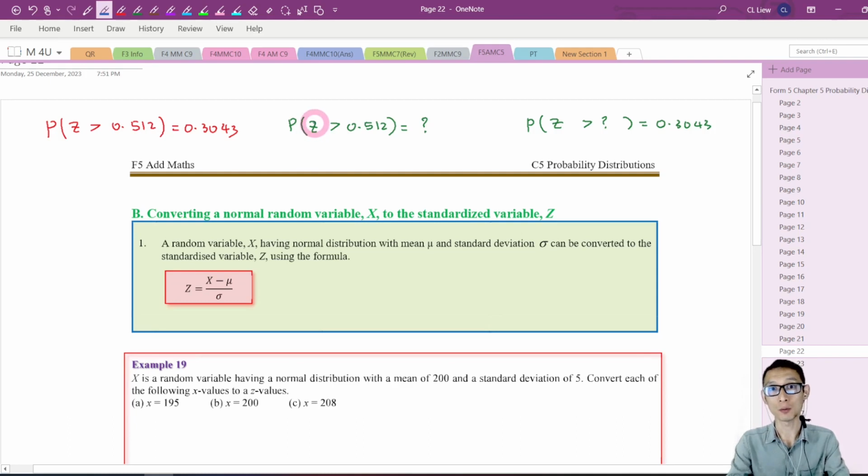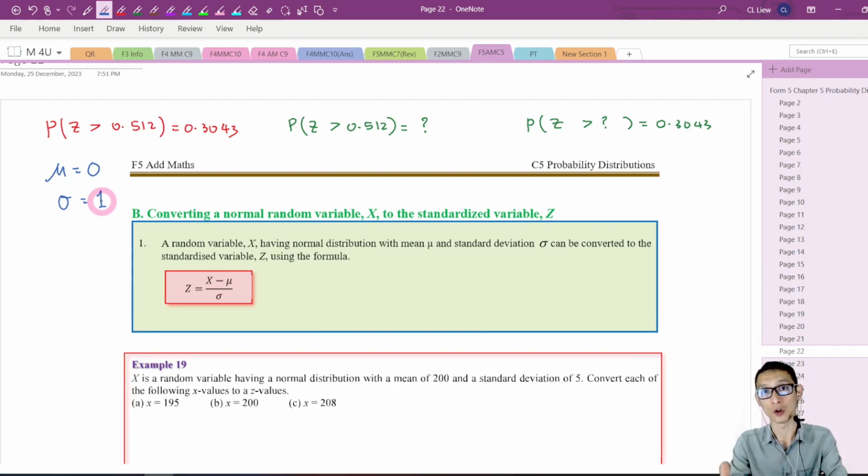It means that the normal distribution is a standard normal distribution, which means the mean is equal to 0 and the standard deviation is equal to 1. But sometimes the normal distribution is not a standard normal distribution, meaning that the mean is not equal to 0 and the standard deviation is not equal to 1. In that situation, we can still use the knowledge that we learned before to help us get the probability. But first, we need to convert the x value to the z value using this formula: x minus mean, divided by the standard deviation. We learned about these two in the previous video.